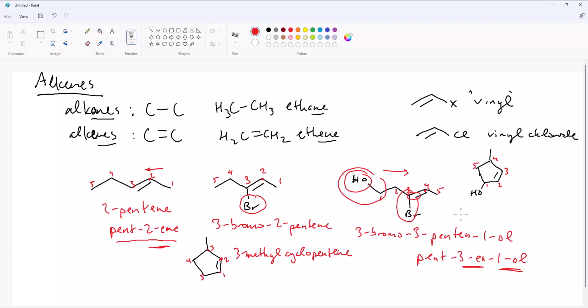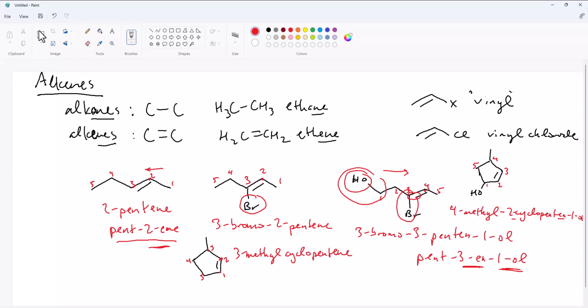So how we would name this is we'd have 4-methyl-2-cyclopentene, indicating that the alkene falls at position 2, and then 1-ol. I'm sorry, that went off a little bit. 4-methyl-2-cyclopentene-1-ol to indicate that the alcohol falls at position 1.